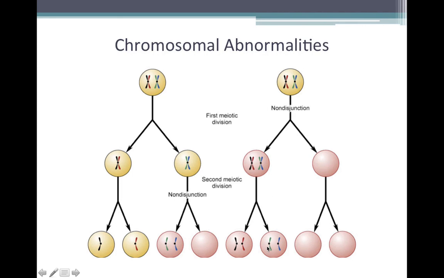Now, if these sex cells are the ones that get fertilized, then these can lead to aneuploidy. If this sex cell gets fertilized, then this zygote will have an extra chromosome. Or if this sex cell gets fertilized, then this zygote will be missing a chromosome.